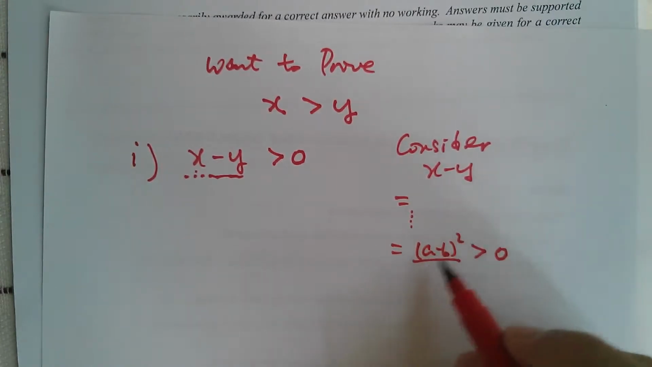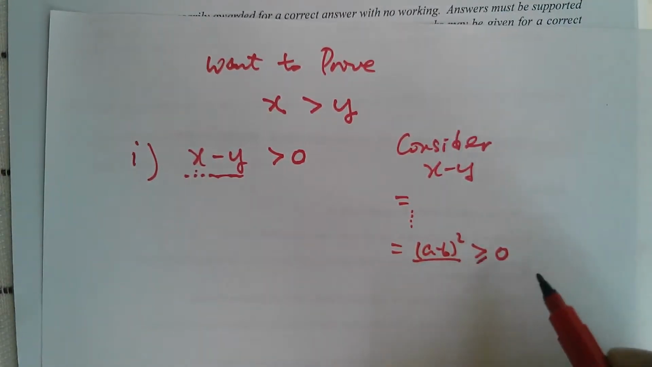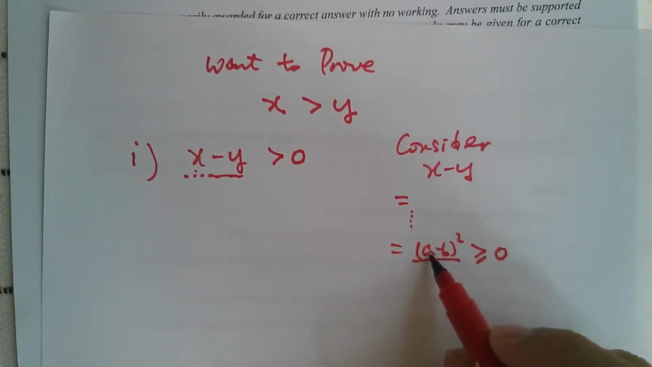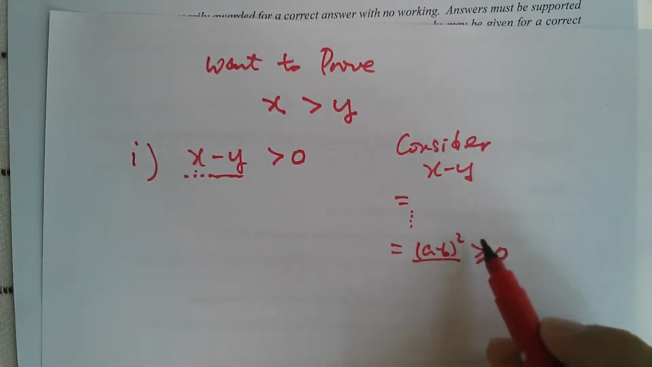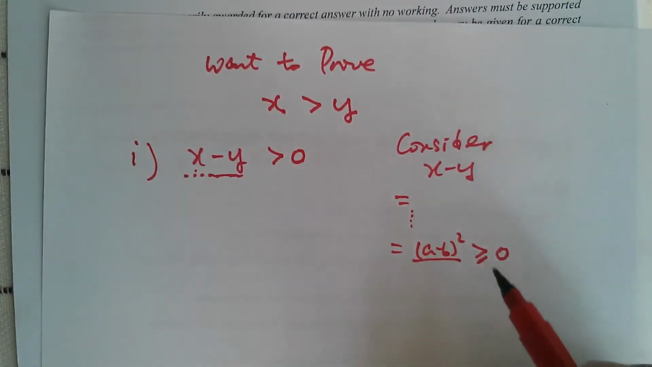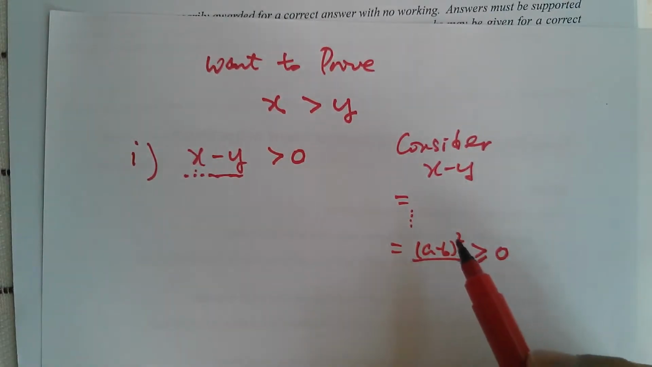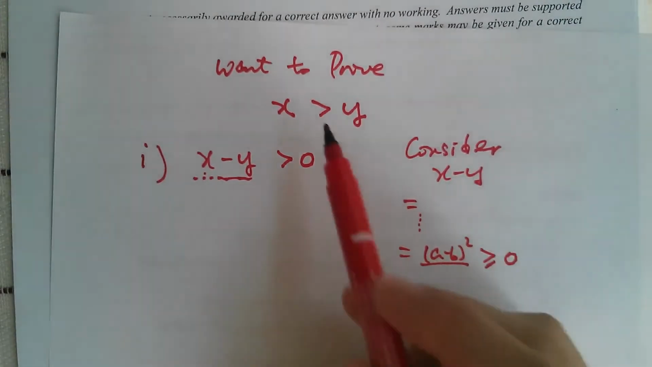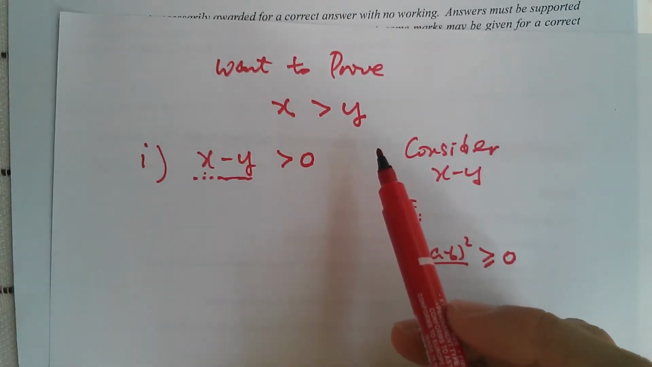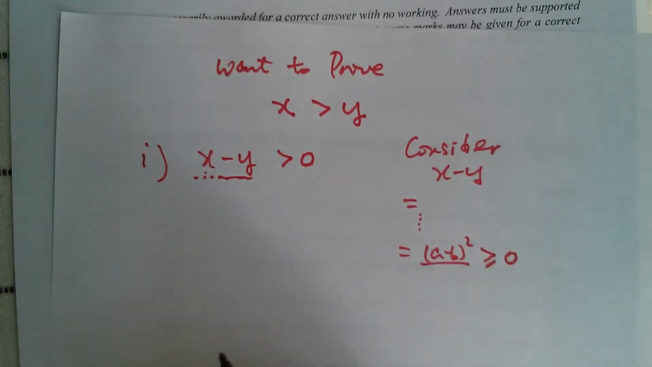And we all know a square is always bigger than or equal to zero. So it depends on the feature of A and B. If it's a perfect square, it's probably bigger than or equal to zero. So this is one common strategy, and this way pretty much always works. There's no condition on X and Y. X and Y themselves could be positive, could be negative. So strategy number two.